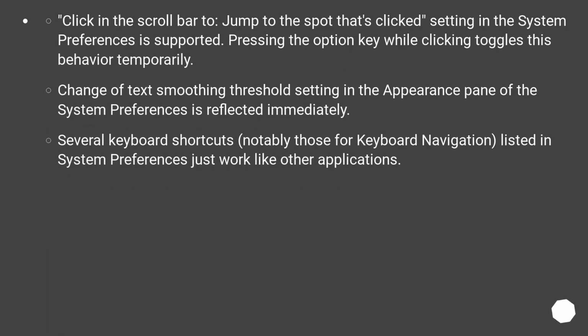Click in the scroll bar to jump to the spot that's clicked setting in the System Preferences is supported. Pressing the Option key while clicking toggles this behavior temporarily. Change of the text smoothing threshold setting in the Appearance pane of the System Preferences is reflected immediately. Several keyboard shortcuts, notably those for keyboard navigation, listed in System Preferences just work like other applications.